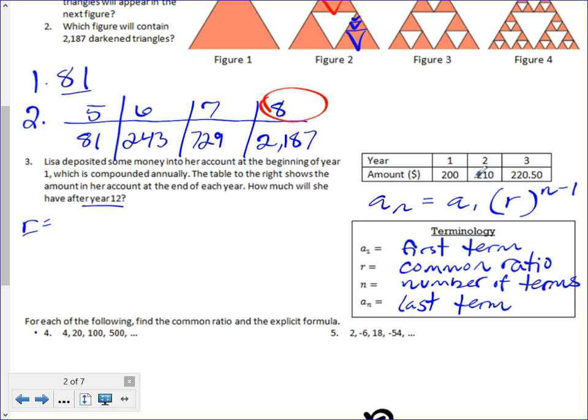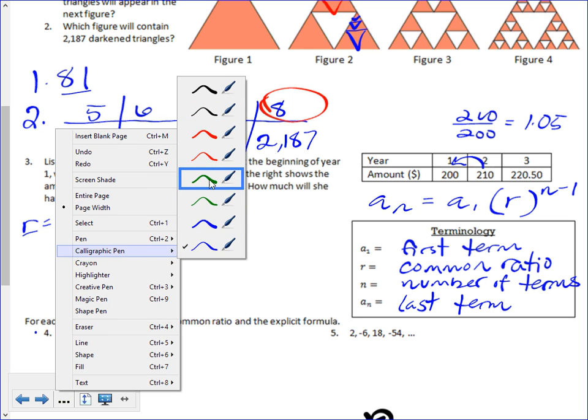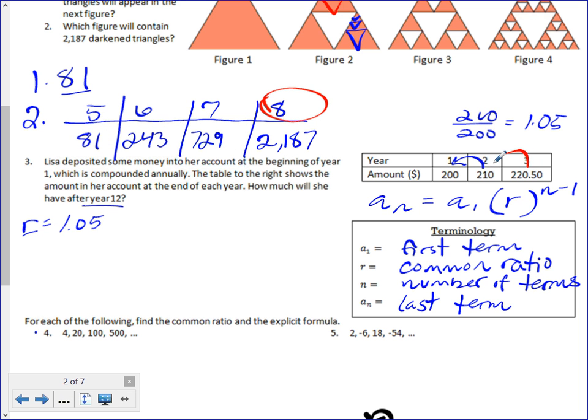So you do 210 divided by 200, or you say 1.05, or you could have done 220.5 divided by 210. Guess what? You get the same thing. So I don't care if you do the red or the blue ratio, both of them are going to get 1.05.